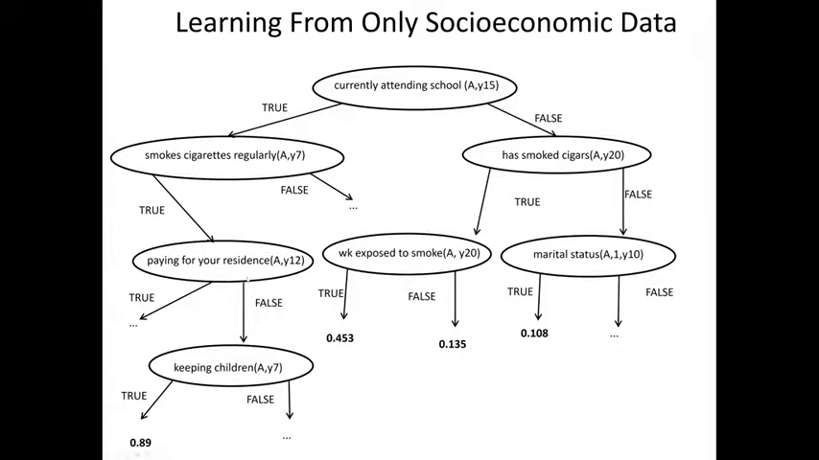They did not pay for their residence, which means most likely they stayed with their parents, and they still had children. Okay. And then the probability was 0.89 or close to 0.9. So this person is extremely stressed. No work, was a regular smoker, did not pay for the residence, and still had kids.